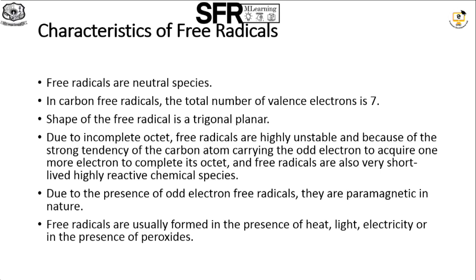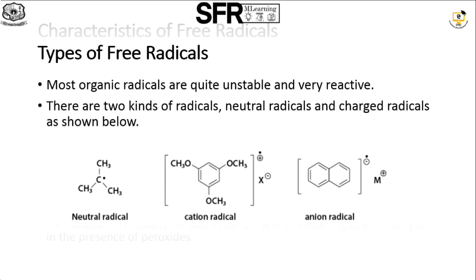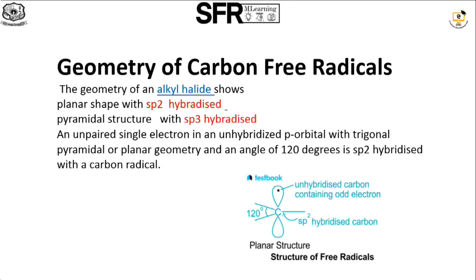Due to the presence of an odd electron, free radicals are paramagnetic in nature. Free radicals are usually obtained in the presence of heat, light, electricity, and also in the presence of peroxides. There are three different types of free radicals: neutral free radical, cation free radical and anion free radical. Most free radicals are quite unstable and very reactive because of the presence of the unpaired electron.